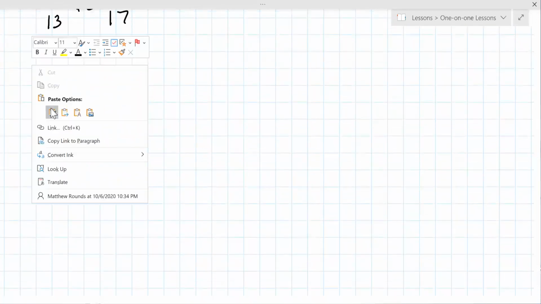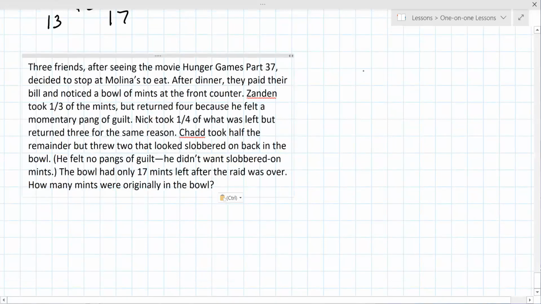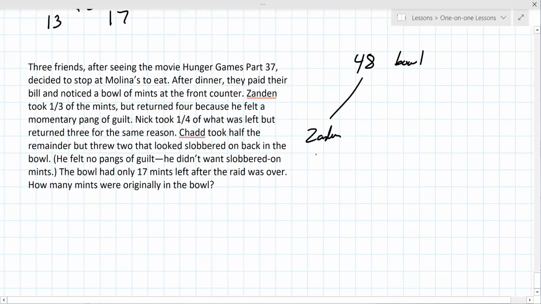This is just the way the instructor does it. So we know that there were 48 in the bowl to start. Zandon took a third of the mince. How many did Zandon take? 16. Okay. How many are left in the bowl? 48 minus 16, right? What is that? 32. He returned 4 mince. How many does the bowl have now? 36. Okay.